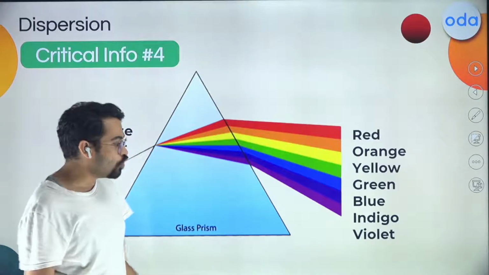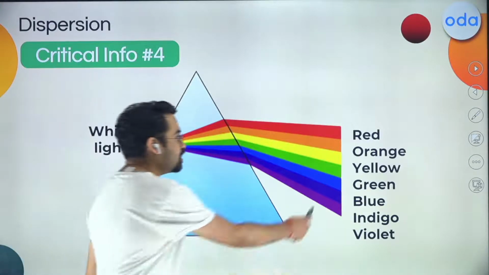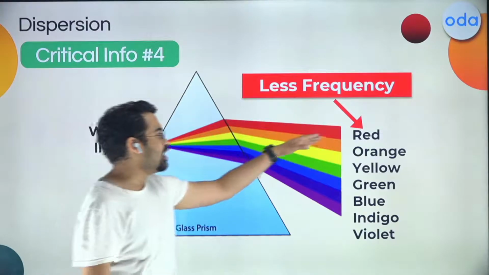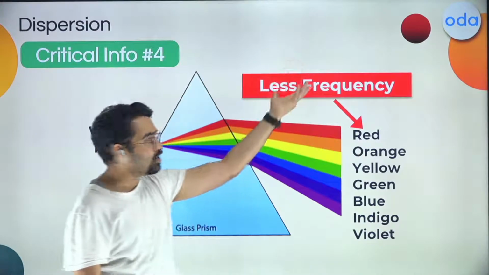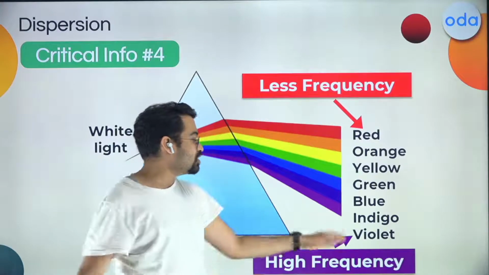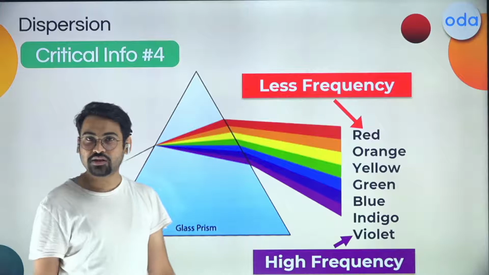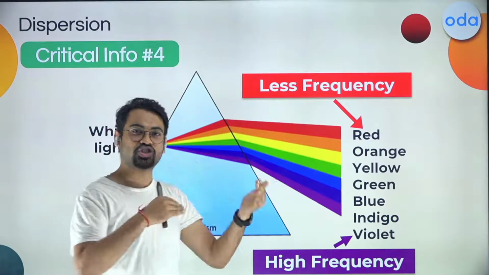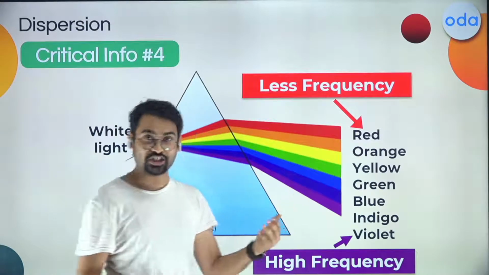And what is this fourth information about? This is now talking about frequency. And I'll just say that red was having higher wavelength, it has lesser frequency, and violet was having lesser wavelength, so now it is having high frequency. So frequency and wavelength are just the opposite of each other.